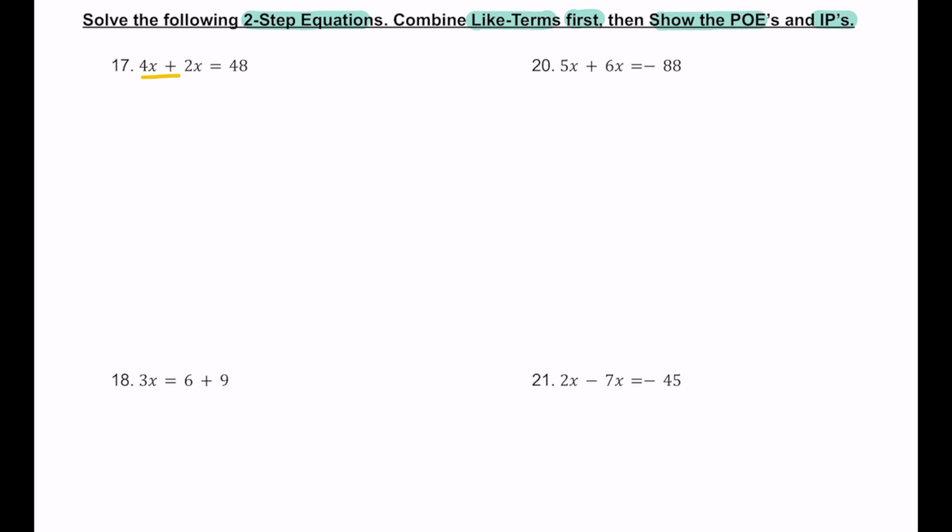First, though, we're going to combine these on the left side. So 4x plus 2x is 6x. 6x equals 48. Then the property of equality, we're going to divide by 6, divide by 6. These cancel out to make 1s. So on the left side, we're going to have 1 times x, or just 1x. And on the right side, 48 divided by 6 is going to be 8. And so drop that 1 and write x is equal to 8.